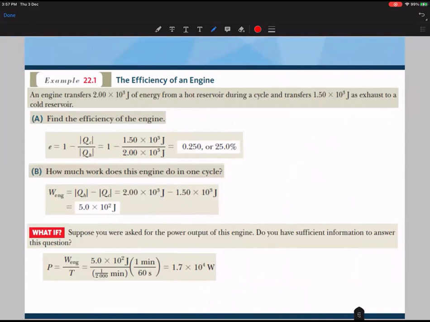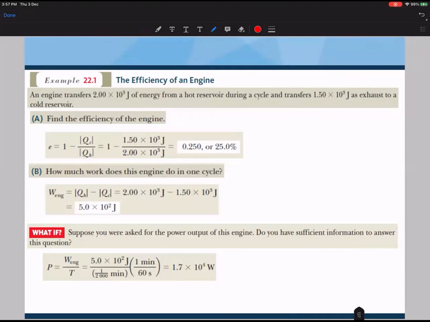So here, let's take a look at an example for the calculation of efficiency. You have a heat engine that transfers 2 kilojoules of energy from a hot reservoir and transfers 1.5 kilojoules as an exhaust to a cold reservoir. So how is the efficiency being calculated?